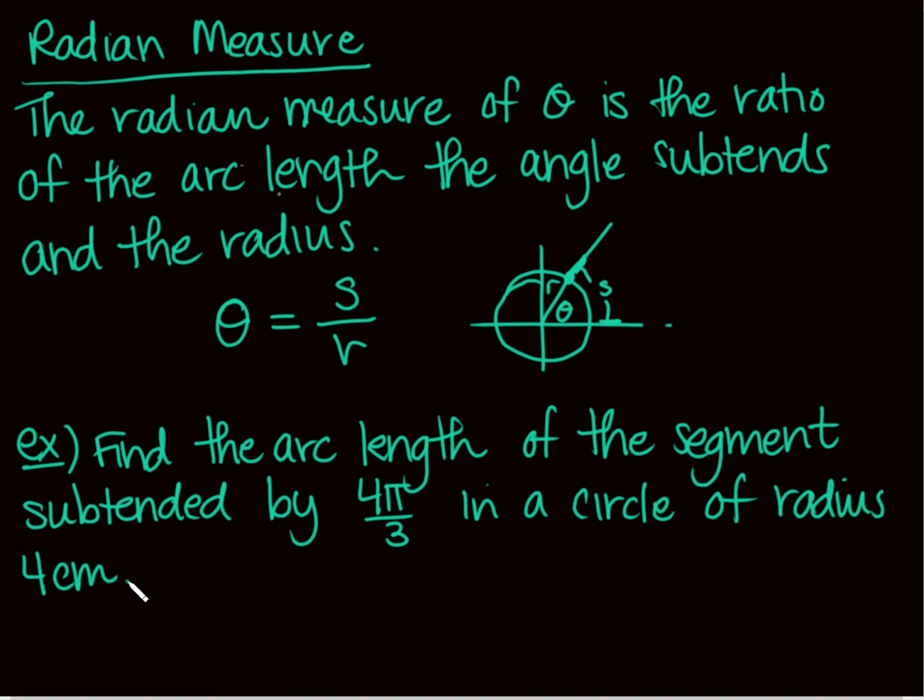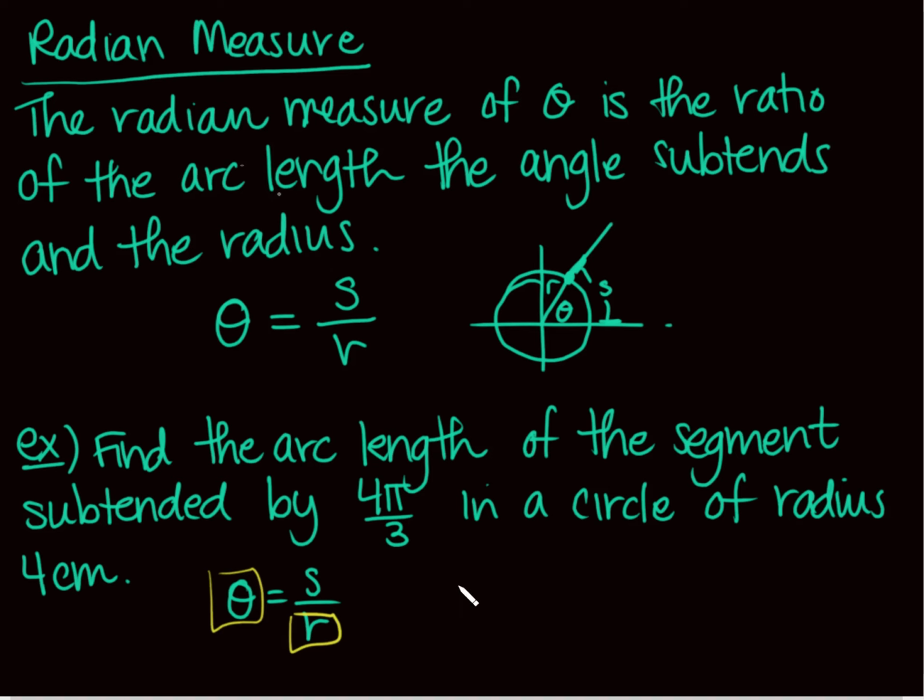So, you're going to need to memorize this formula that theta equals S over R, but that shouldn't be too hard, hopefully. And we just plug in. Once you have this, we know that theta is S over R. So what are we given and what do we want to know? We're given that theta is 4 pi over 3, and that the radius is 4. Now we should be able to solve for S pretty easily.